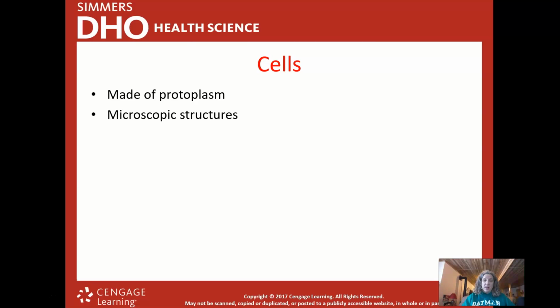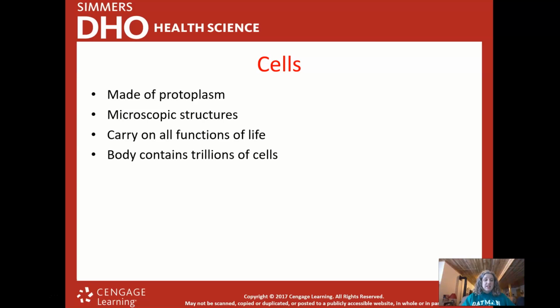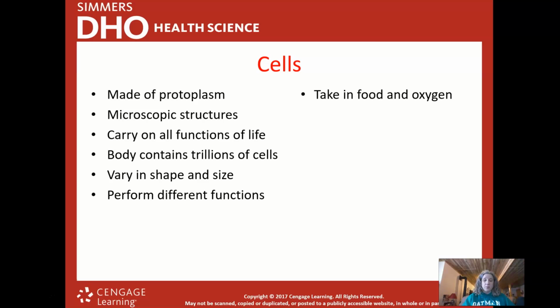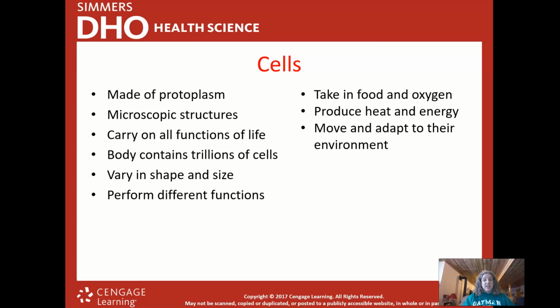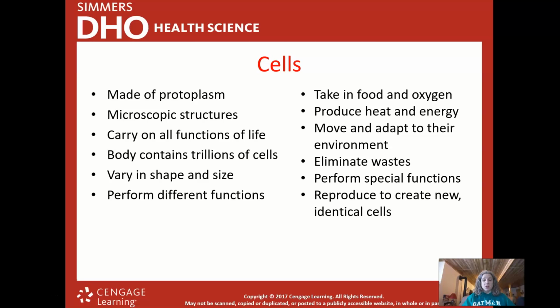Cells are made of protoplasm. They're microscopic structures. They carry on all functions of life. And the body contains trillions of cells. They vary in shape and sizes, and they perform different functions. Some of their functions include they take in food and oxygen, they produce heat and energy, they move and adapt to their environment, they eliminate waste, they perform special functions, and they reproduce to create new and identical cells.